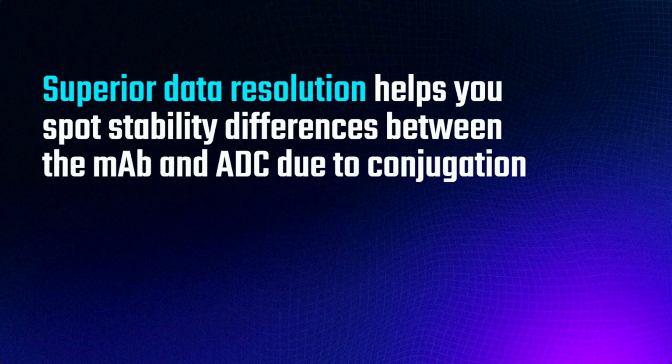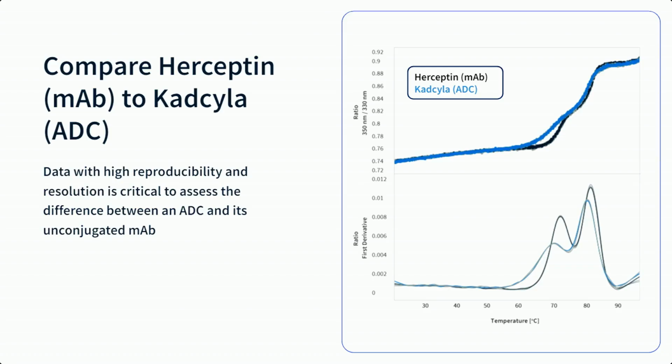The Prometheus Panta provides data that is high resolution and very reproducible. This allows you to detect even the subtlest differences between candidates when you're selecting ADCs from a library or have tried different types of conjugation strategies. So now let's look at some data. In the examples I'll be showing, Herceptin will be in the dark blue with Kadcyla, the ADC, in lighter blue.